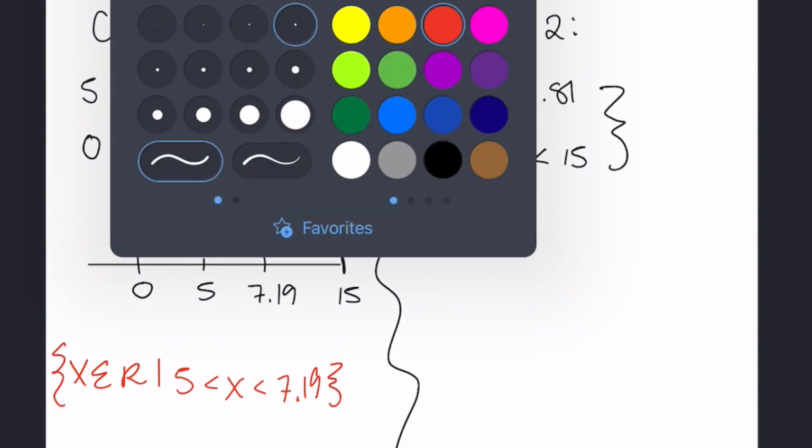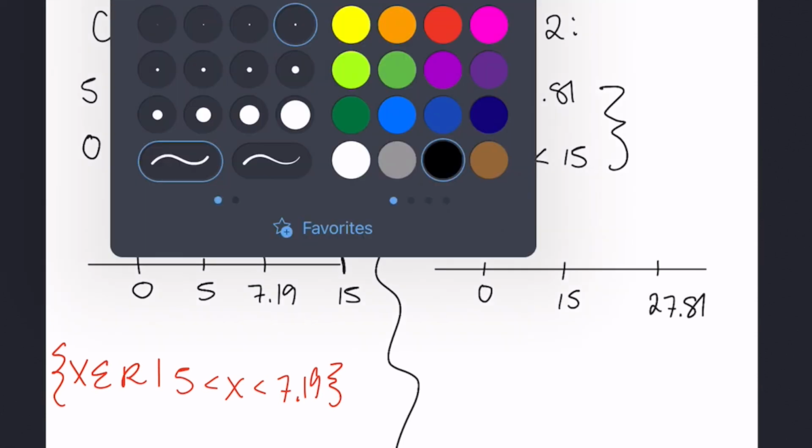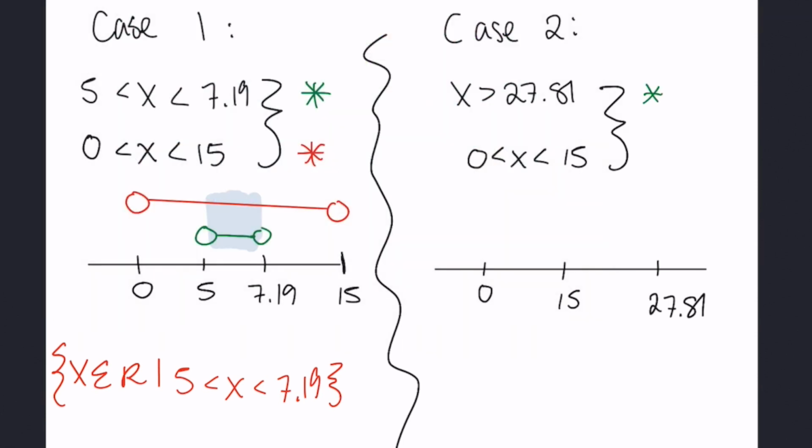Now for the second case, we're going to draw another number line and put our critical values: 0, 15, and 27.81. Now I'm going to use green again for the top part. So for the top criteria, x is greater than 27.81. And then for the bottom one, I'm going to use red, so x is between 0 and 15.